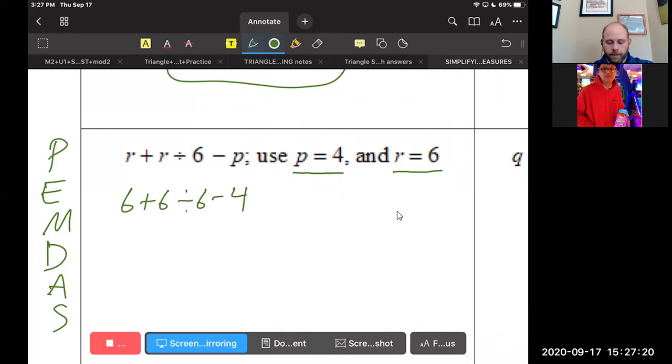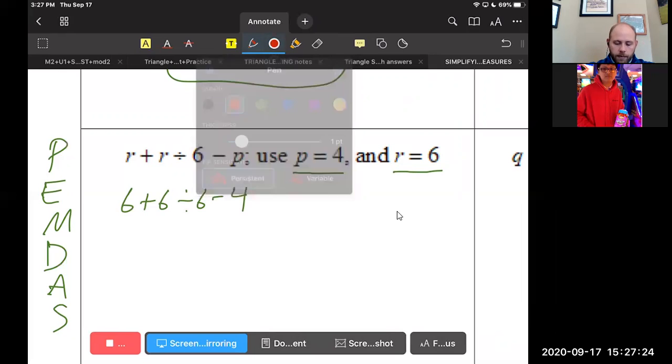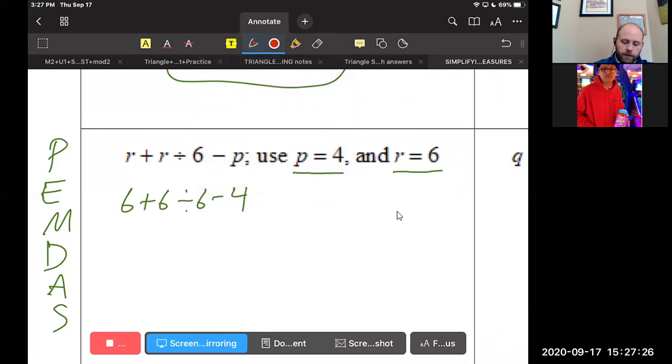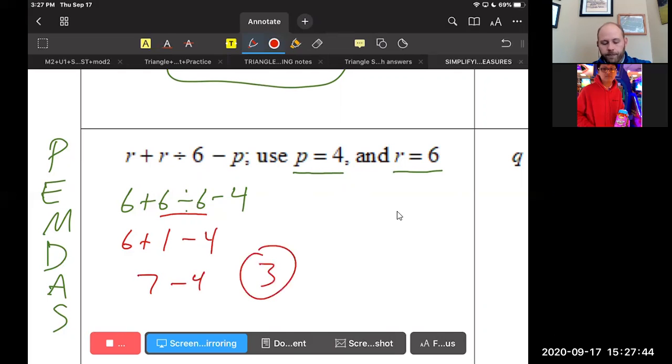Okay? And then you follow the order of operations. Well, PEMDAS says I have to do division first. So I have 6 plus, then do that, which is 1 minus 4. Right? 6 divided by 6 is 1. And now you have adding and subtracting, so you can just go straight across from left to right. 6 plus 1 is 7, minus 4 is 3. Okay?